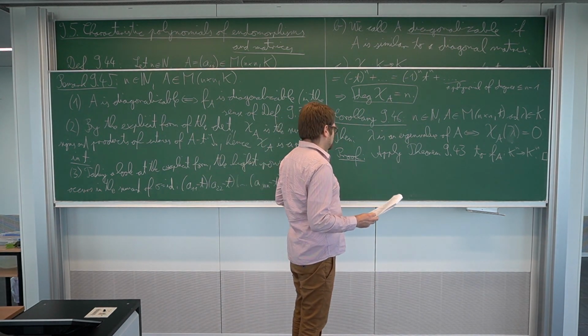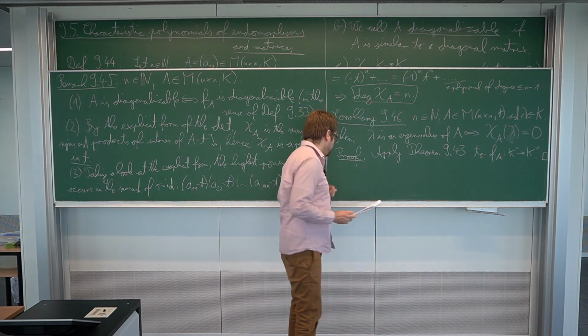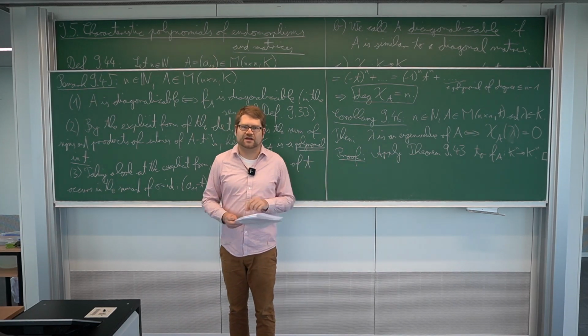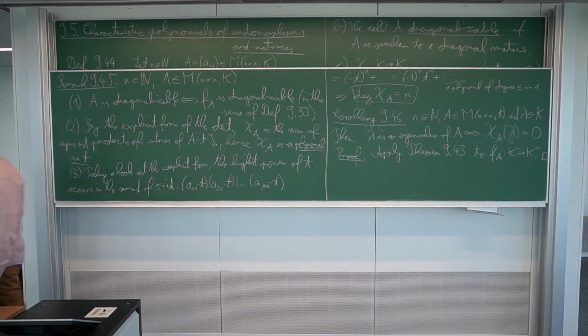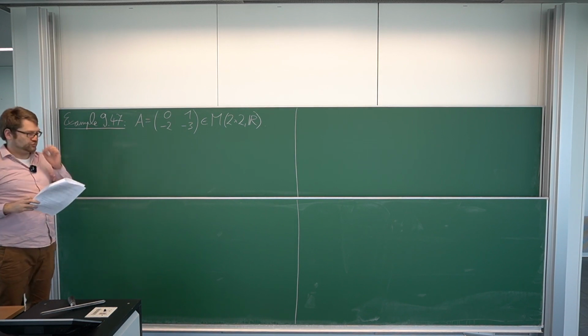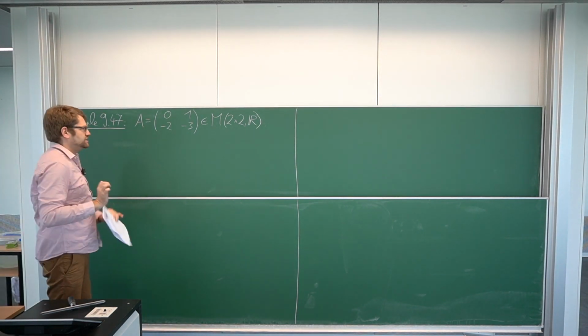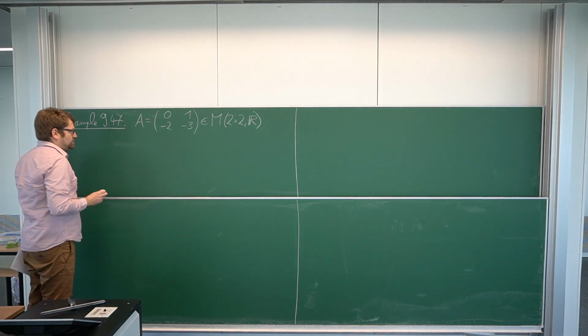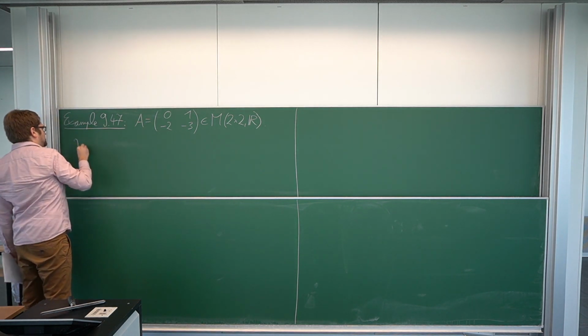I want to give you an example of this. Since I don't have enough space, let me erase first, and then we see an example of how to get the eigenvalues. We consider the simple example of a 2 by 2 real matrix, the most elementary case. Now, what is the characteristic polynomial of this matrix A? We can just easily compute this.